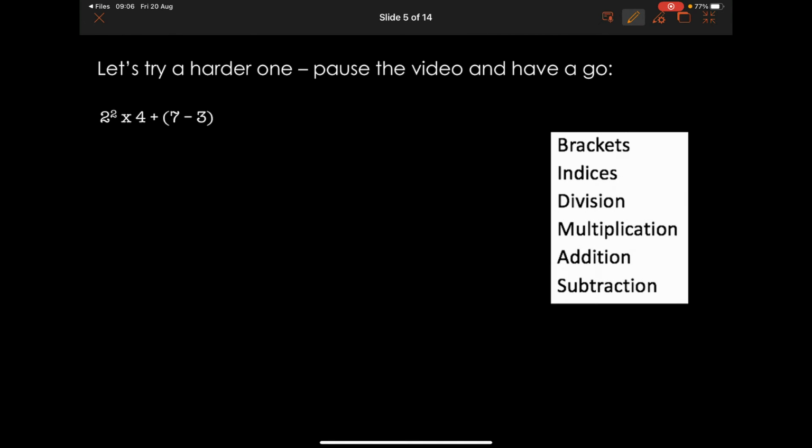Why don't you pause the video and have a go at this one? We've got 2 squared times 4 plus, and then we've got brackets, 7 take away 3. And I've put the BIDMAS list right there for you so you can tick it off as you go.